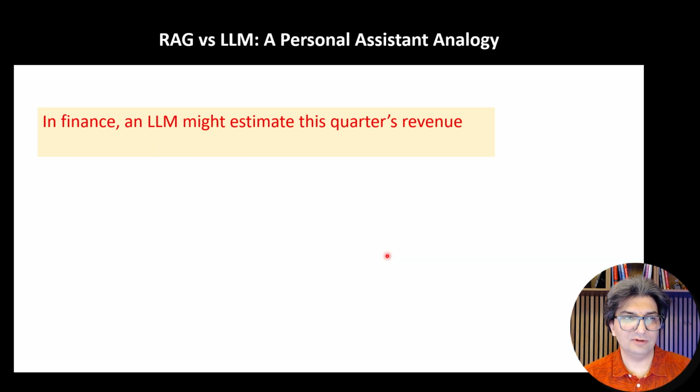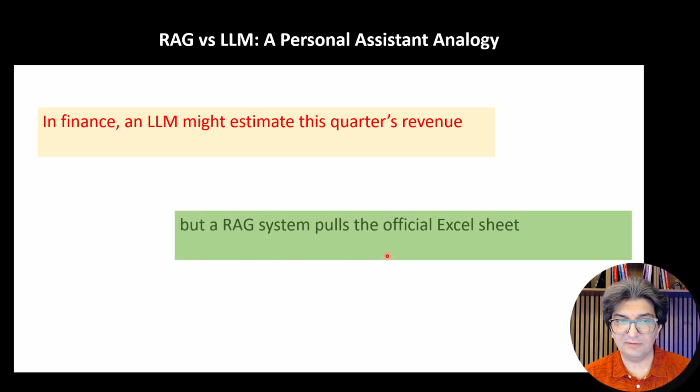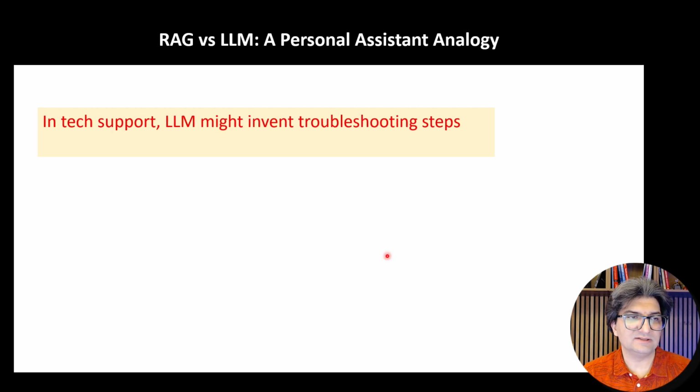The other example is about finance. In finance, an LLM might estimate this quarter's revenue, and that estimation might be based on millions of data. I wouldn't say random, but it's based on a lot of different types of data, not exactly based on the information from your company. But with the RAG system, it pulls the official Excel sheet and then gives you an estimation based on your data, and that is a big difference.